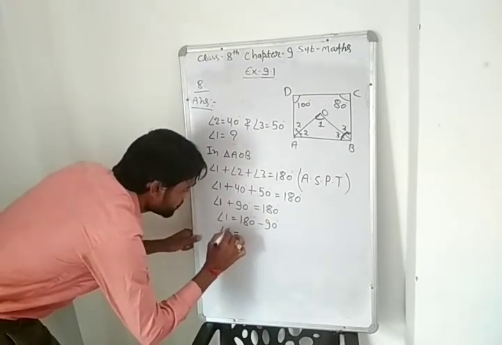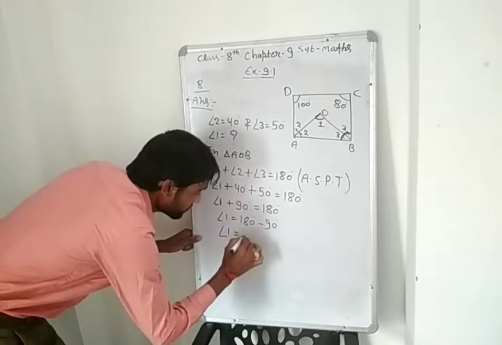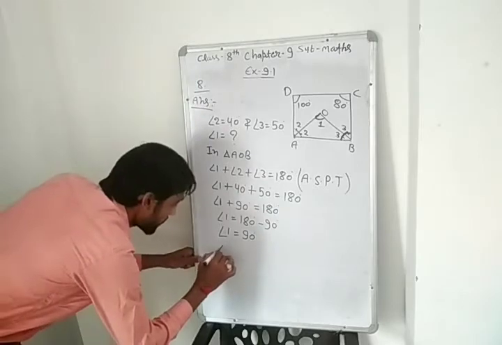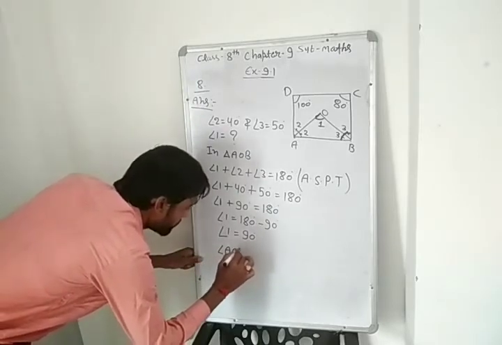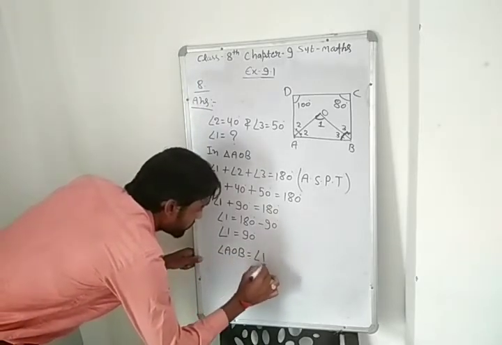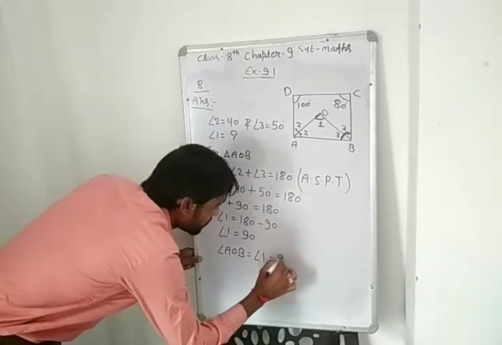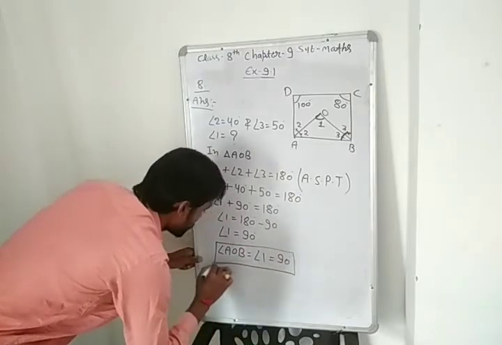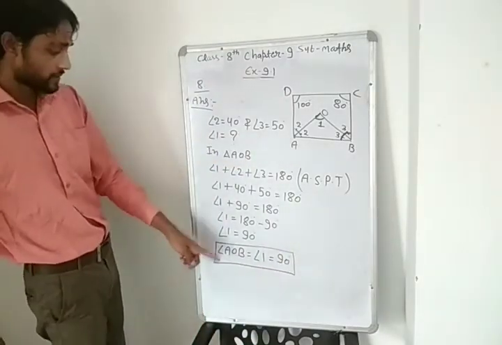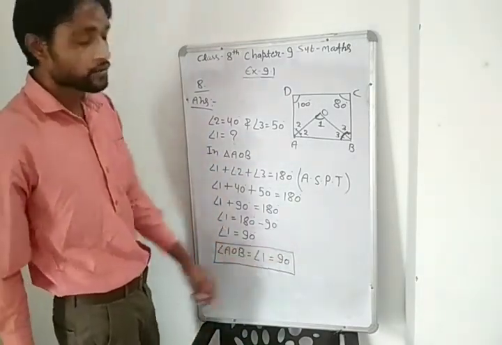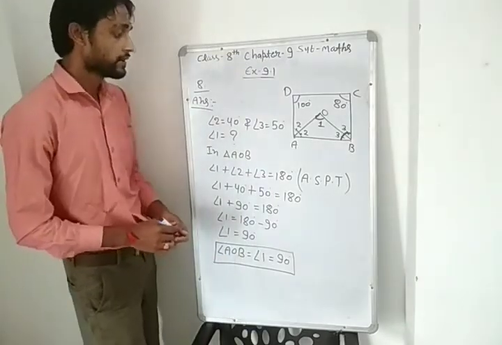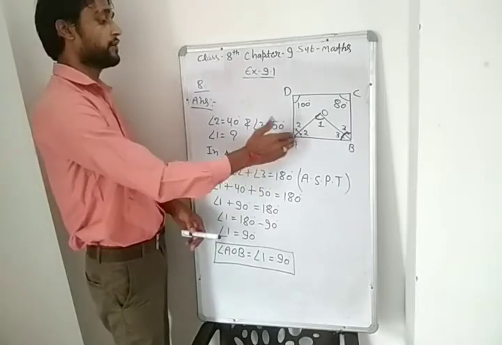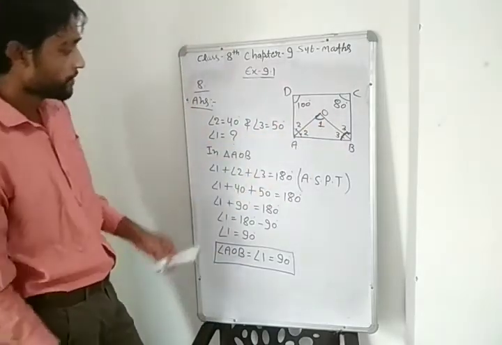Angle 1 is equal to 90 degrees. Write your final answer: angle AOB is equal to angle 1, which is equal to 90 degrees. Like this you can write your final answer. So by using this method you can easily find out the value of angle AOB.